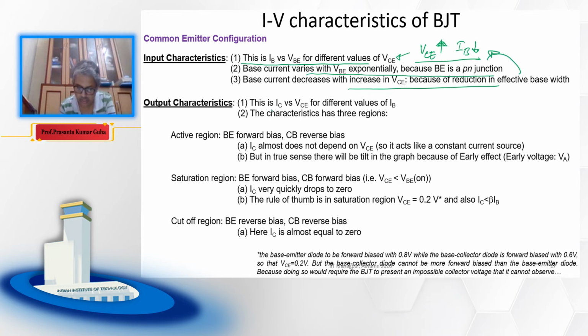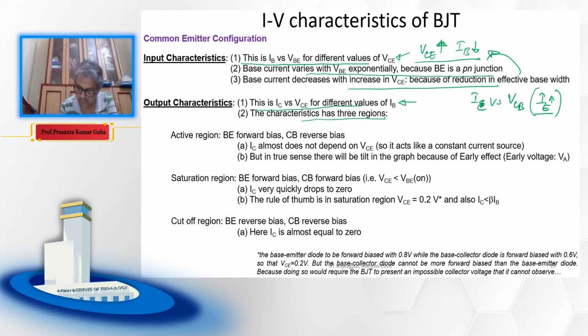Now, what about output characteristic? As I said, output characteristic is between IC versus VCE for different values of IB. Okay, you remember in case of common base configuration, we plotted a similar thing, but for different values of IE. In that case, we plotted IC versus VCB for different values of IE. But here, for different values of IB, we plotted IC versus VCE.